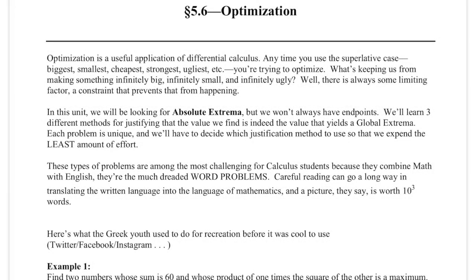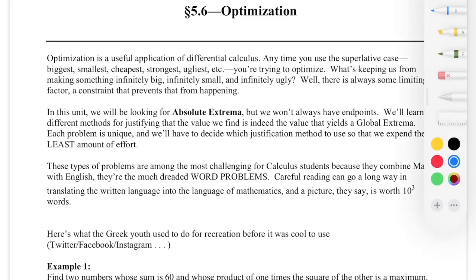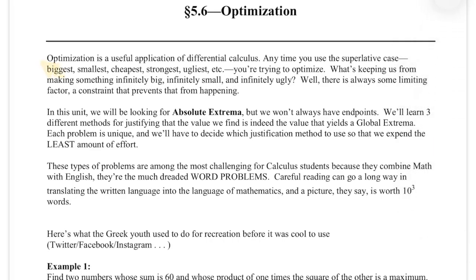Greetings, calculus students. So we're starting a new section, a new learning target in calculus, and this learning target is called optimization. Optimization is a common word in the English language, and to optimize just means to make optimal, to make it the best possible situation. Anytime you see superlatives, like biggest, smallest, cheapest, strongest, ugliest, those are things you're trying to optimize, okay? So optimize can mean the biggest or the smallest.